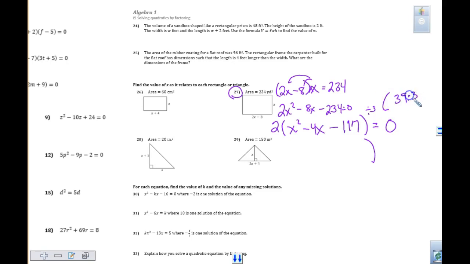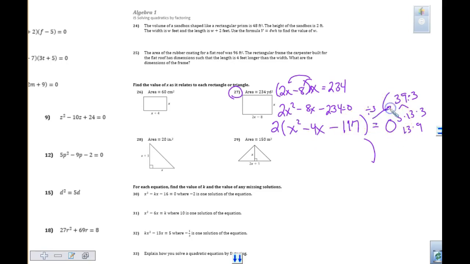So we get 39 and 3, okay? Now I have to be thinking it has to add to a negative 4. That's not going to work. But 39 is 3 times 13, and I have another 3. So can I have 13 times 9? Yeah. And if one of them is positive and one is negative, right? Because it had to multiply to a negative 117.